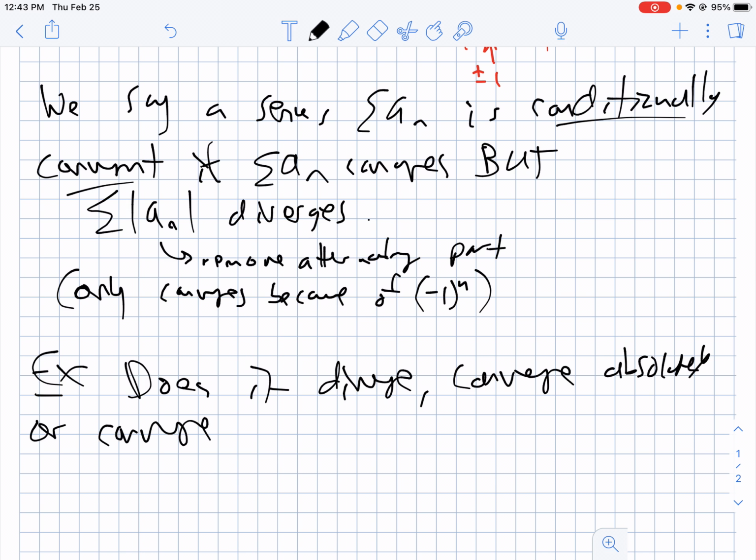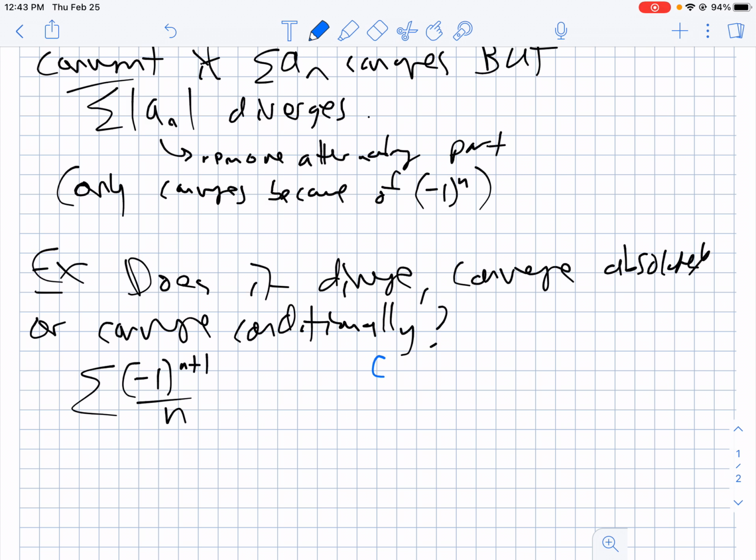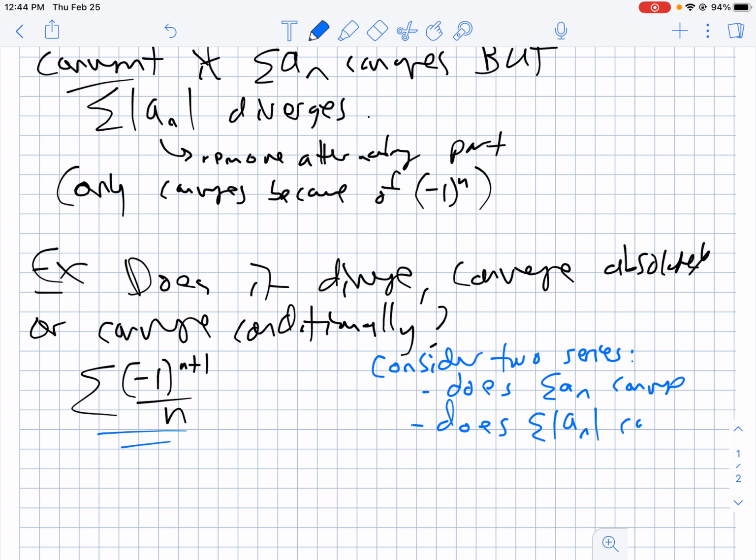Basically, the way you're going to answer the question is you're going to consider two series. We're going to ask ourselves, does the original series converge? So just the series that I've given you right here, does this converge? And then if I take the absolute value, is that one converging as well? So we check the original series, then we take the absolute value of each term and consider that series. Okay, so let's look at the original series.